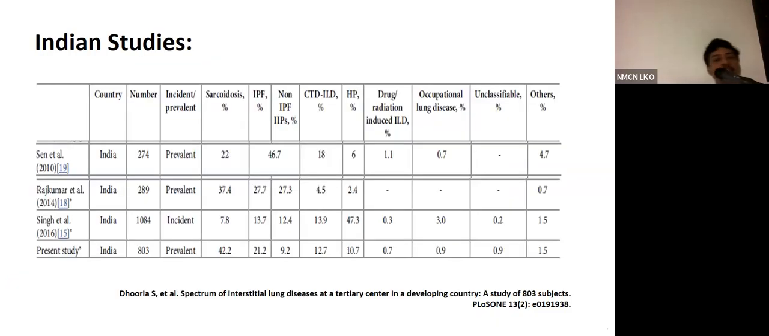So there are different Indian studies as well that were done to assess incidence and prevalence of ILDs and different subgroups. Different retrospective and prospective studies were done. Among all, there was a study by Singh et al. that included 1084 patients, and it shows that 47.3% of patients were found to have chronic HP, followed by around 13% of patients with idiopathic pulmonary fibrosis.